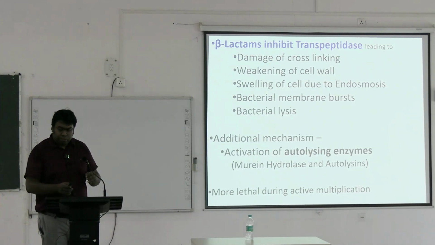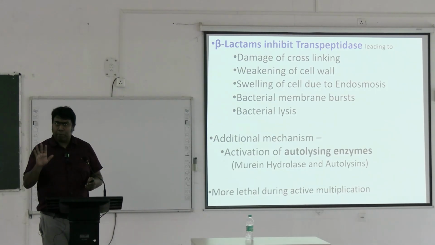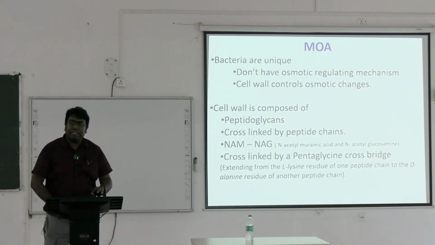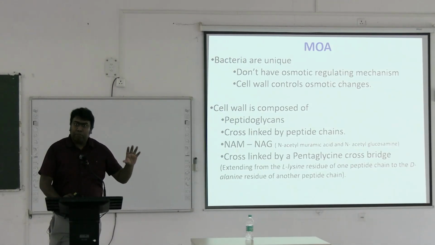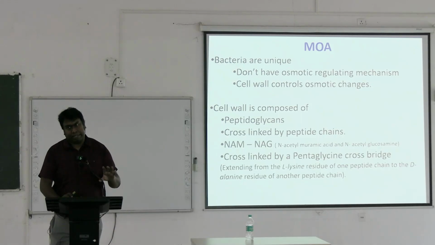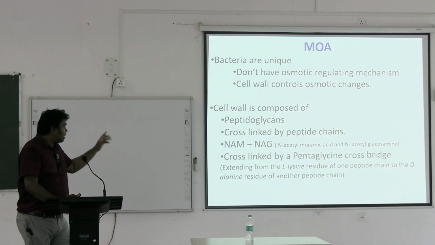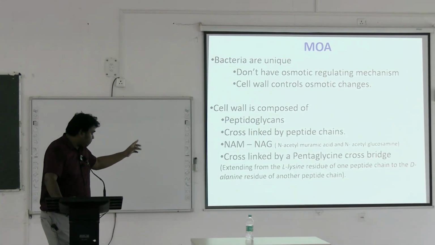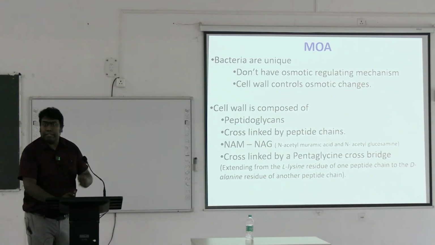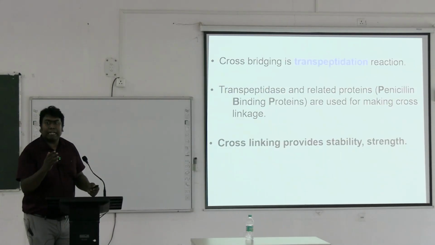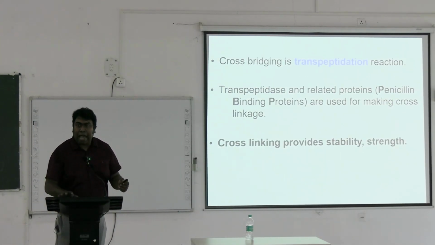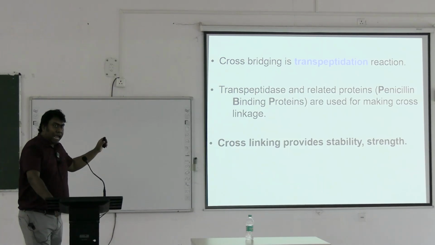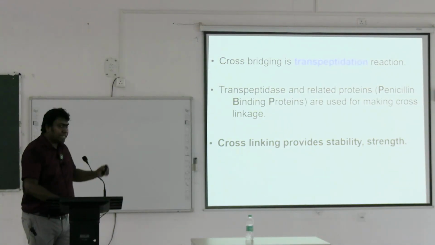So I have to explain the mechanism of action once more. Starting from the first line, the cell wall is the only important mechanism for osmoregulation of the bacteria. Clear? Now the cell wall is composed of peptidoglycan, cross-linked peptide, NAM, NAG, and they are cross-linked. Cross-linked by what? Who does the cross-linking? The transpeptidase enzyme is helpful for that, along with PBP, penicillin binding protein. And this cross-link provides stability as well as strength.